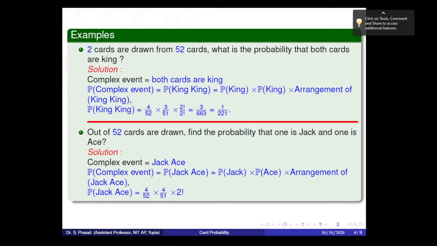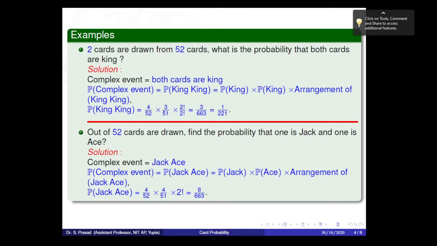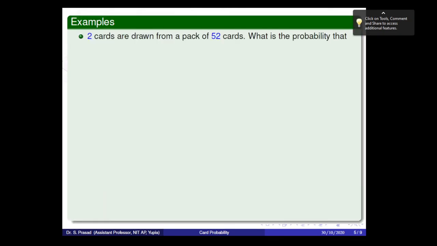And now this arrangement portion comes from permutations. If you have any difficulties in permutations, I uploaded the next video on permutations according to your suggestions. Okay, so now the result is 8 by 663. Now we go for the next example.